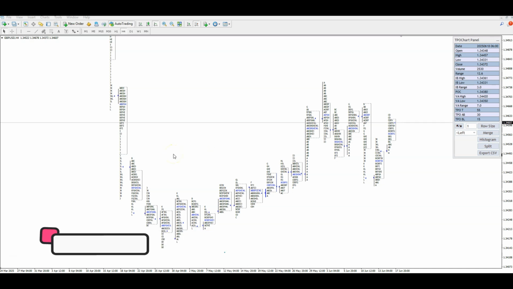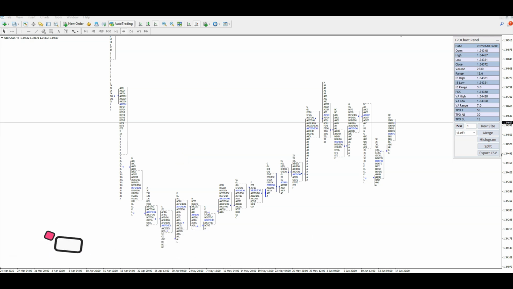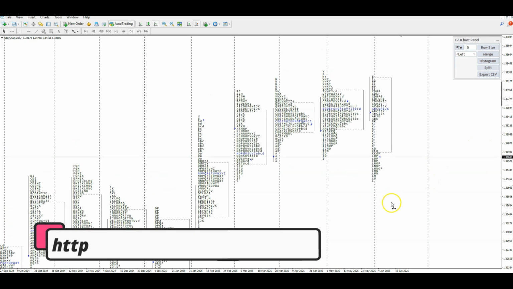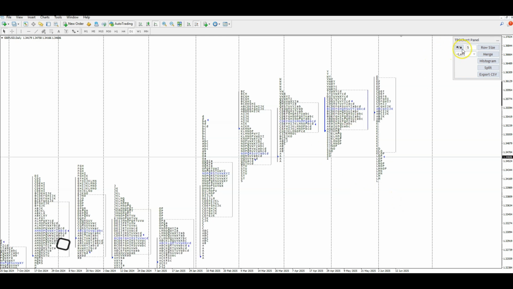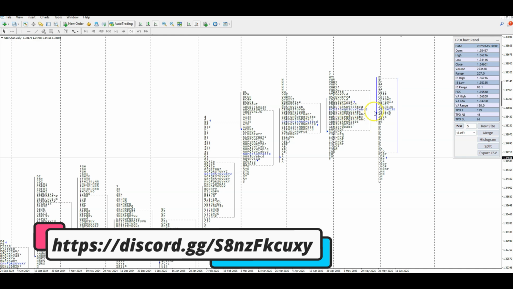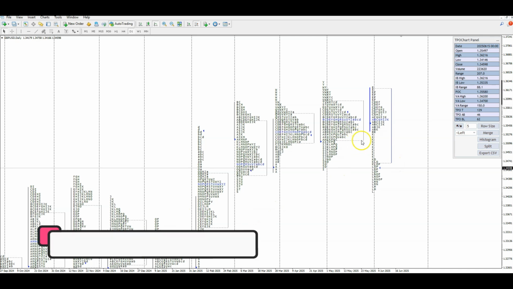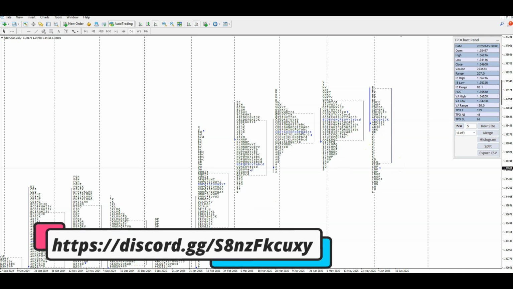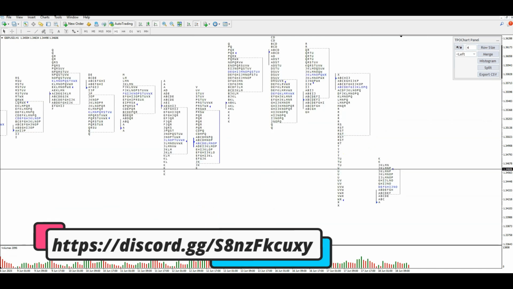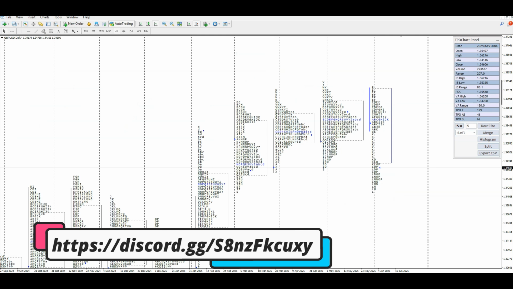I brought up a chart of cable. I'm going to walk you back from the beginning to where we are currently. This is a weekly profile of cable, and we've spoken about this before. I've got a few profiles up here: a weekly, a daily, and then this segmented hourly profile. I'm just going to drag them close to each other so I can keep track.